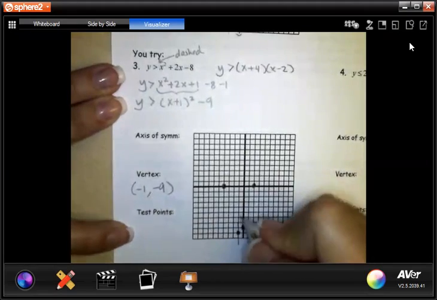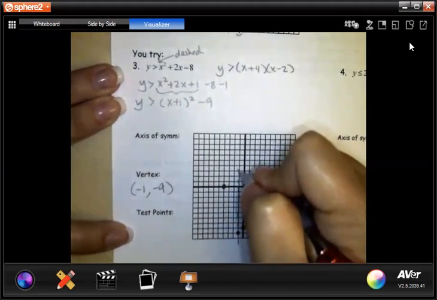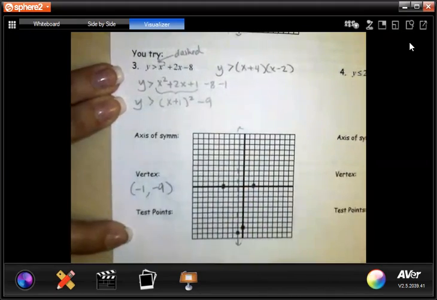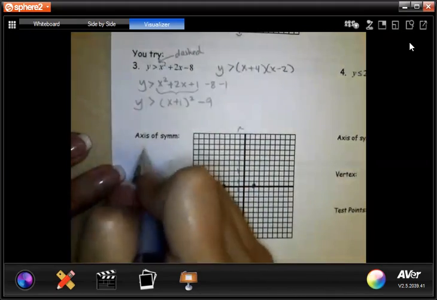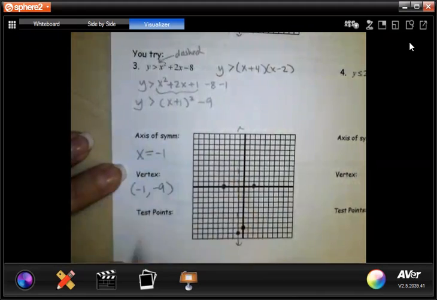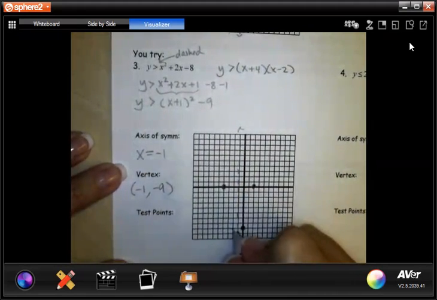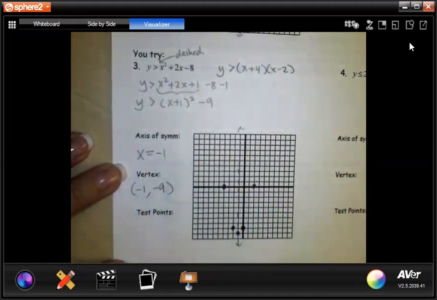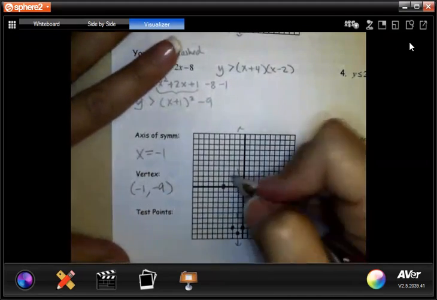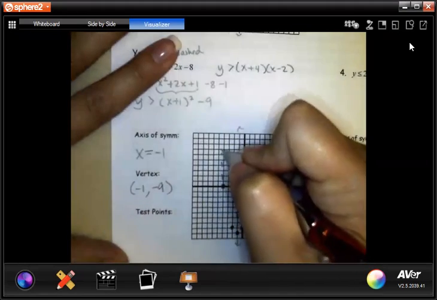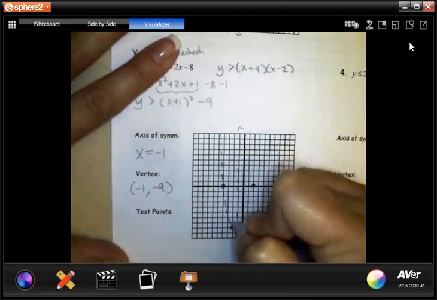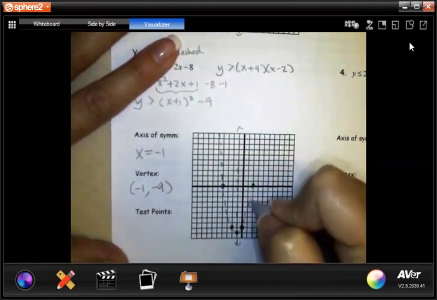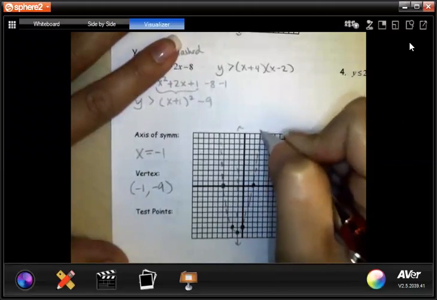The axis of symmetry would have to cut right through that point, since that is the vertex, so we get x = -1 as my axis of symmetry. Whatever happens to the right must happen to the left as well, so we get that point. And we said this was going to be dashed, so we go ahead and make our dashed line.